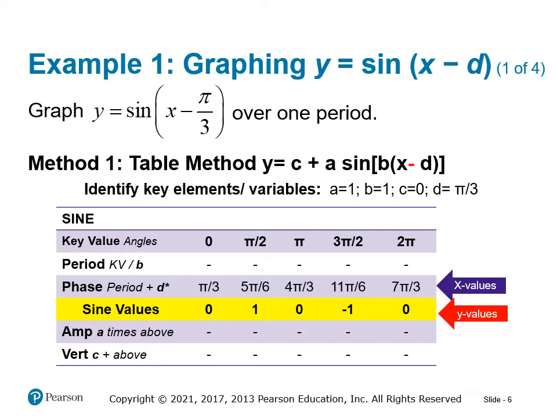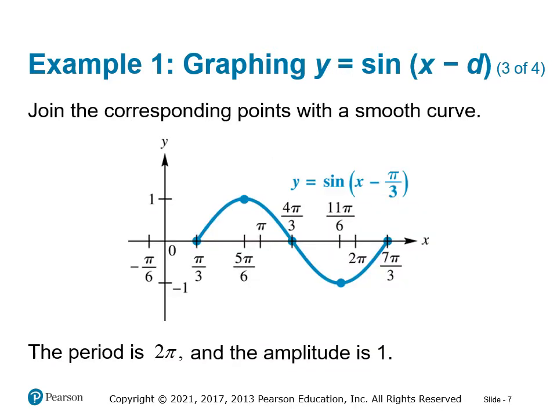So these are the values that we're going to graph. We're going to graph pi over 3 at 0, 5 pi over 6 and 1, 4 pi over 3 and 0, etc. And that's what you see here. That's graphing a phase shift, pretty much a phase shift only. That's probably one of the simpler problems.